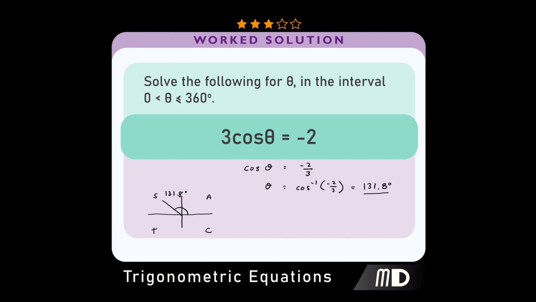Cosine is also negative in the tangent quadrant. So, continuing in a clockwise direction, we can draw a second angle in this quadrant. And this angle has the value 360 minus 131.8, which is 228.2 degrees.